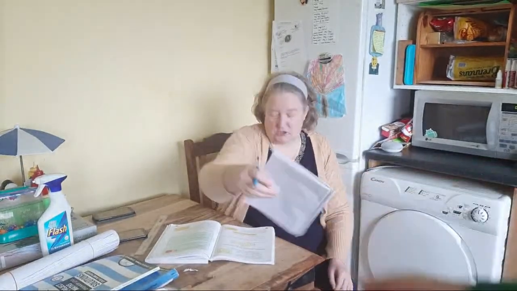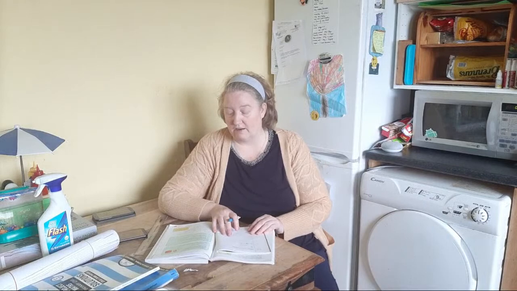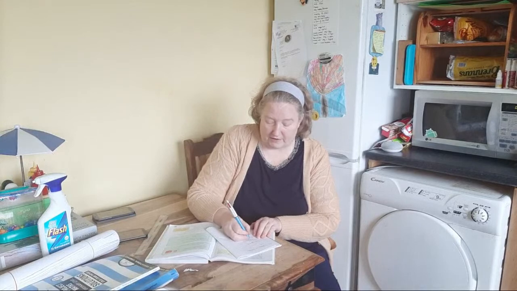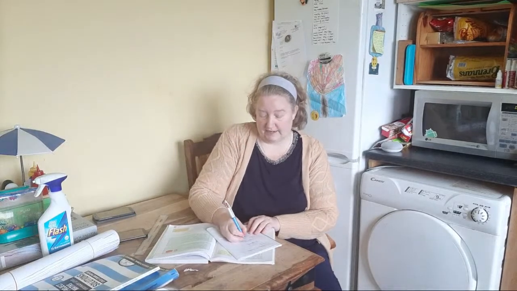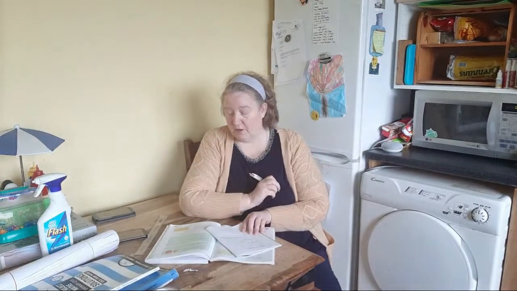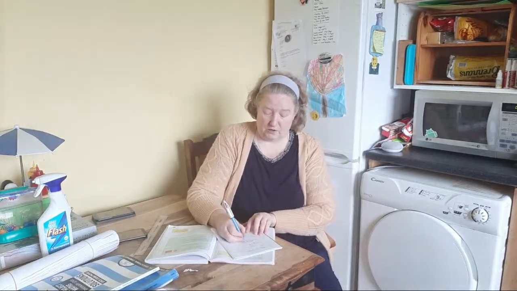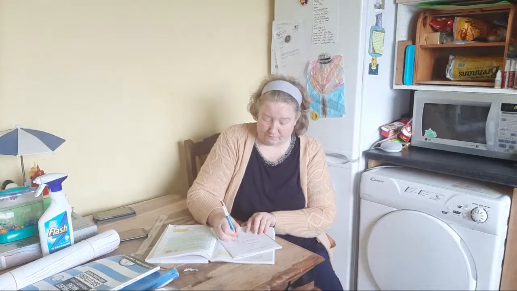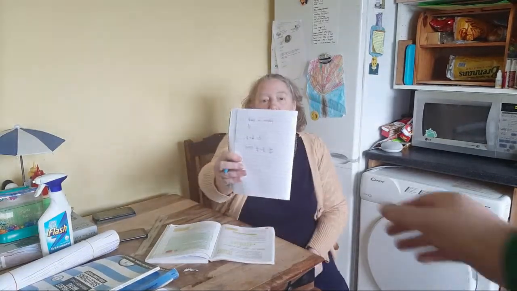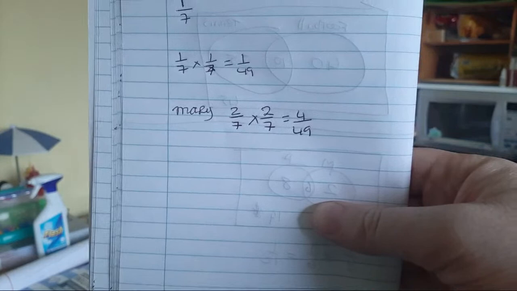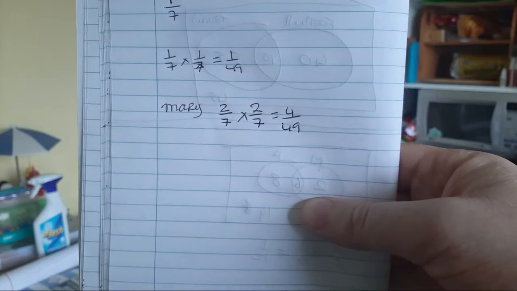Okay, so the next question, find the probability that both birthdays are on a Saturday or a Sunday. So at the weekend. The probability of Mary having a birthday on Saturday or Sunday is 2 out of 7. The probability of John having a birthday on a Saturday or Sunday is also 2 out of 7. So you multiply the two of those together and you get 4 out of 49. Okay, so multiplying fractions, you multiply the two top numbers together and you multiply the two bottom numbers together to get your answer.